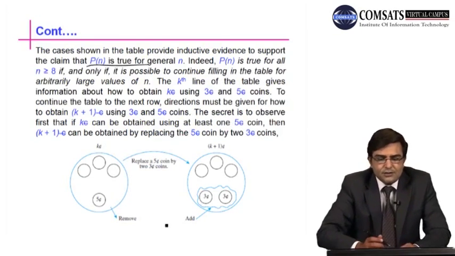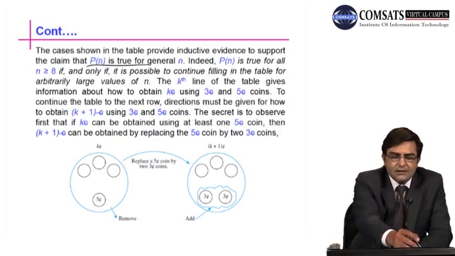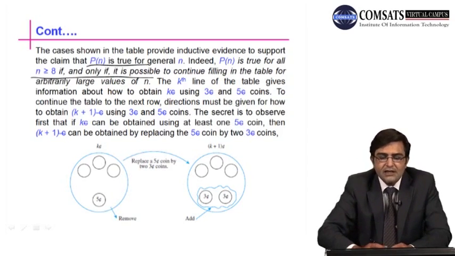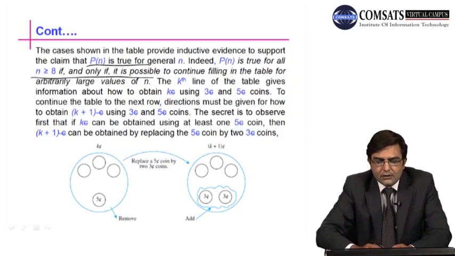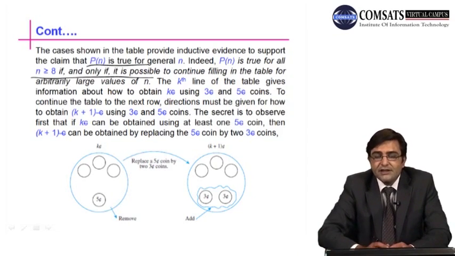So P of n is true for general n. Indeed, P of n is true for all n greater than or equal to 8 if we can obtain any number of cents by using the coins of 3 and 8 cents. So how to prove such type of statements?